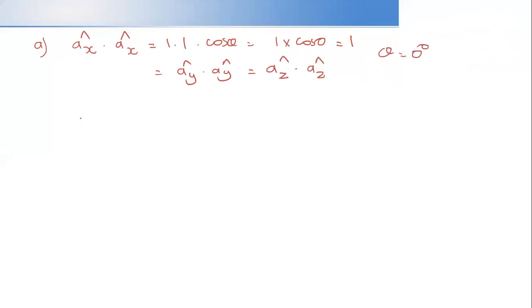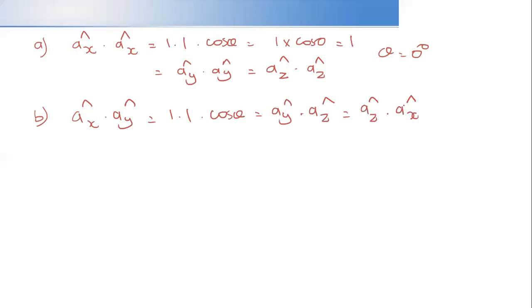Then what happens in the case of perpendicular vectors? Ax dot Ay, that is 1 into 1, since a unit vector means the magnitude is 1, into cos theta, which is equal to Ay cap dot Az cap, which is equal to Az cap dot Ax cap. Same way, because theta here is 90 degrees, that is 1 into cos 90, which happens to be 0.